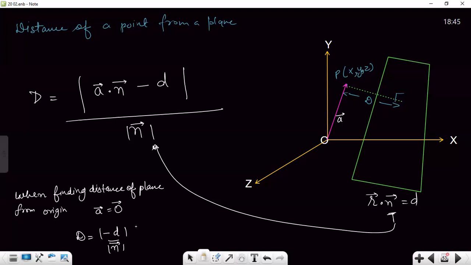And if n is the given normal unit vector, then simply the d, whichever it is given, will be the direction from the origin. Is this concept clear? Say yes or no.